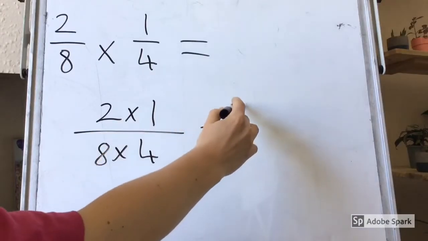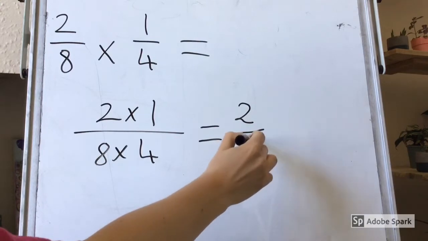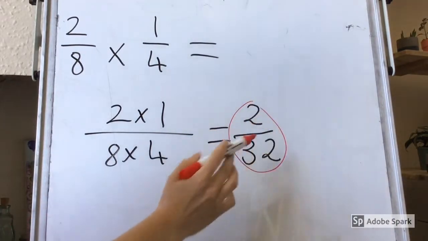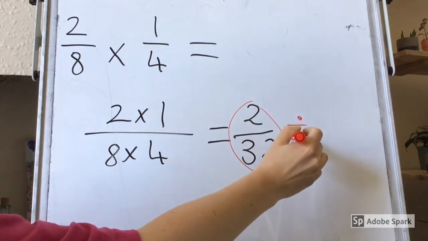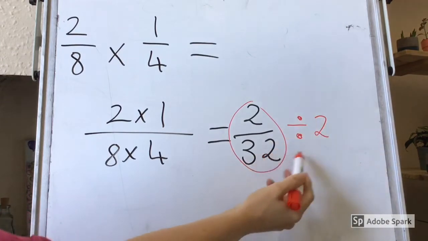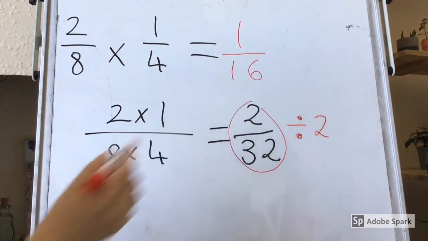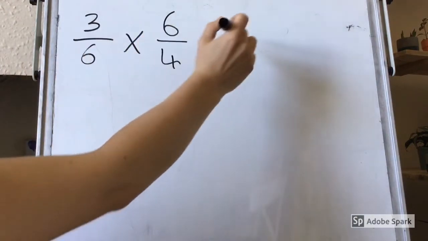2 times 1 is 2, and 8 times 4 is 32, so well done if you got 2 over 32. However, we want to give our answers in the simplest form, and it is possible to simplify this fraction. If we divide both the numerator and the denominator by 2, our answer would be 1/16. Have a go at this one, but remember to give your answer in its simplest form.